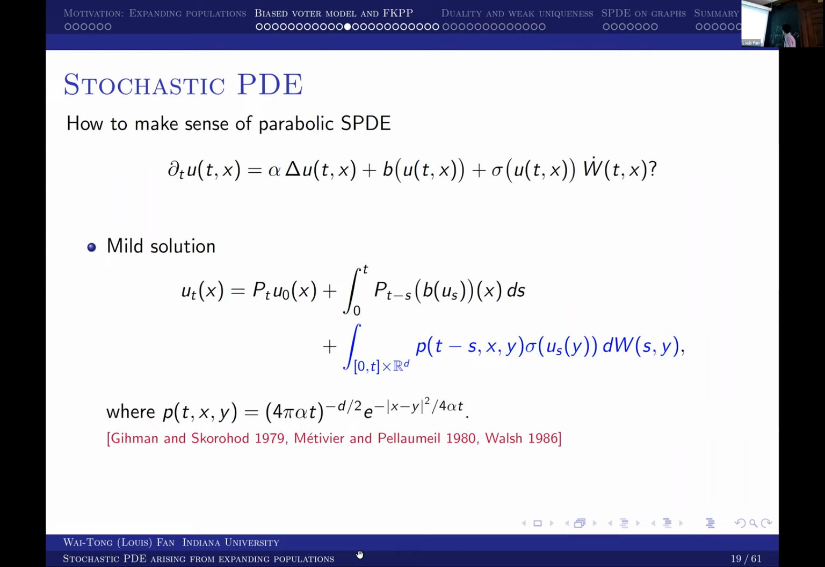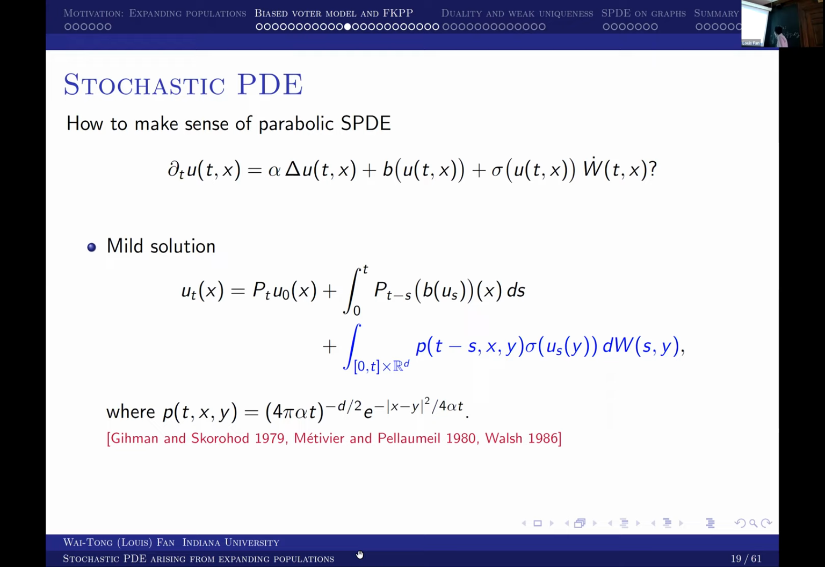Here we need an integration over time. In one dimension, integration of 1 over root t is fine. But in two dimensions, this becomes 1 over t, and that's not fine. And that's why mathematicians... It's even worse than that in three.